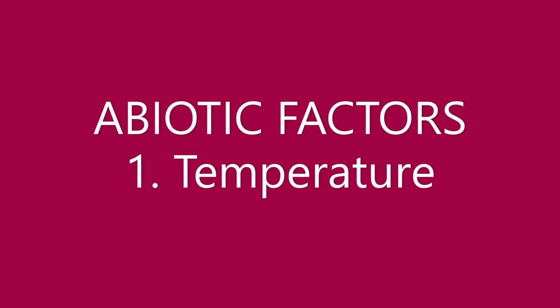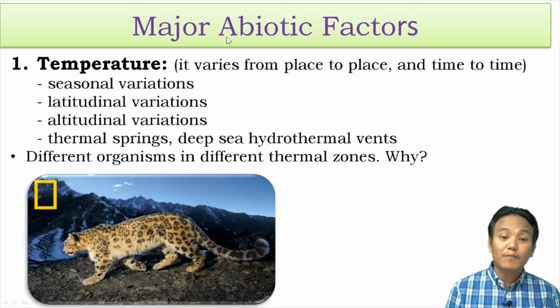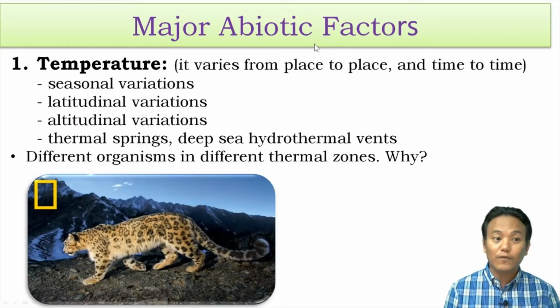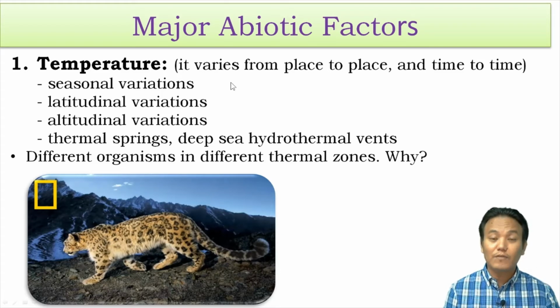Okay. So now let us discuss some major abiotic factors. One very important abiotic factor is temperature. And we all know that temperature varies from place to place and from time to time, right? We have seasonal variations in temperature. During summer months, the temperature can be very high. During winter months, the temperature can be very low. So that is seasonal variation in temperature.